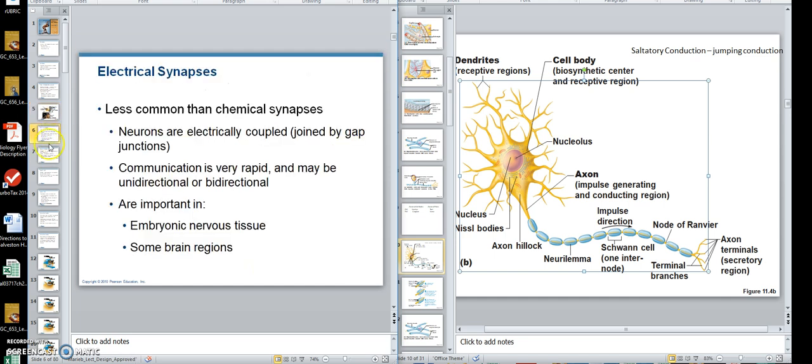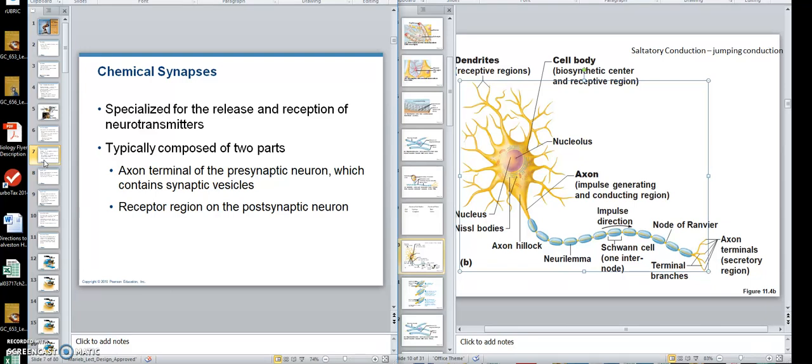All right, electrical synapses, we talked about that. That's where you have gap junctions. Basically, the action potentials can travel through the gap junctions to the next entity. These neurons are electrically coupled. Embryonic nervous tissue has it, and some brain regions, but very few. Most use chemical synapses.